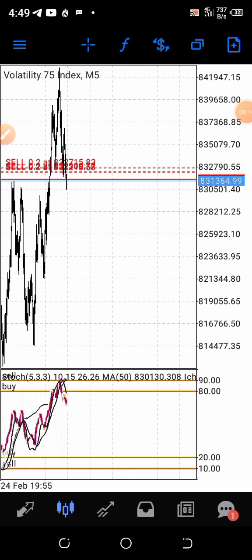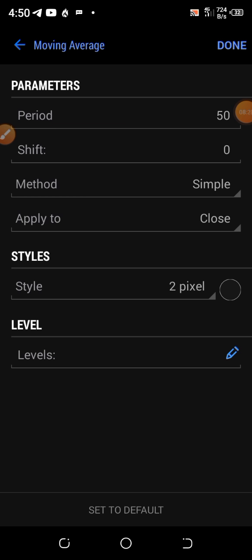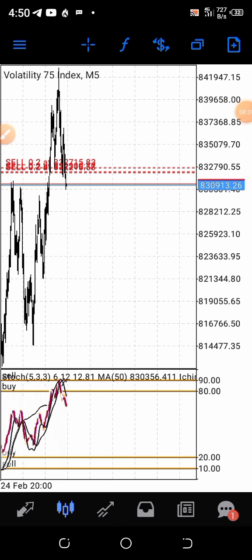All right, so the next indicator we have here is our moving average, period 50. We have shift 0, method simple, apply to close. You can see the setup. Where I'm taking my time is that most times you people keep asking me what is the setup for the indicator. Hope you guys can see this. Now after that, we click on done.